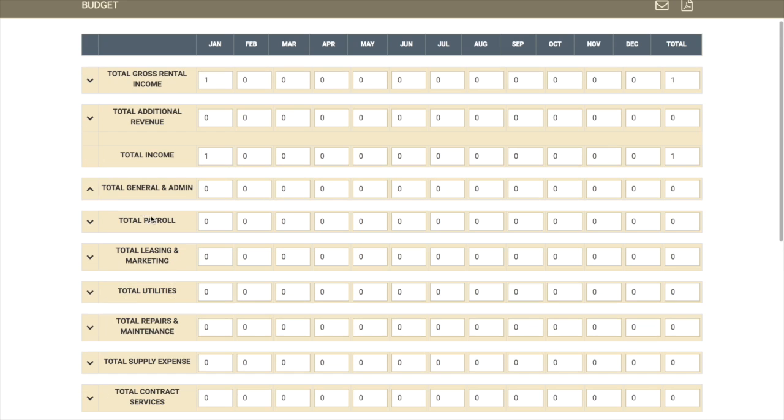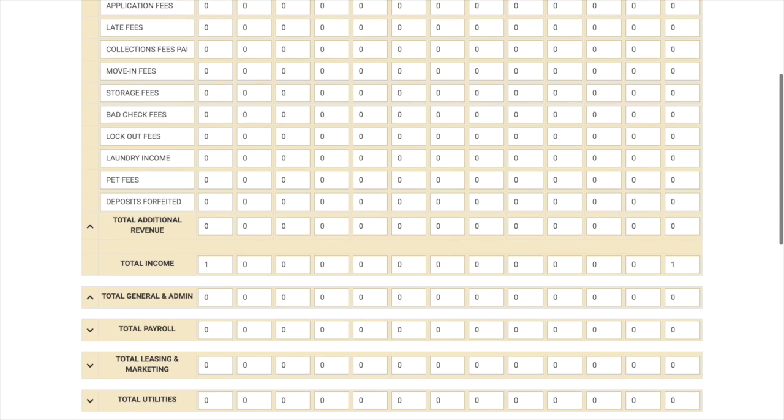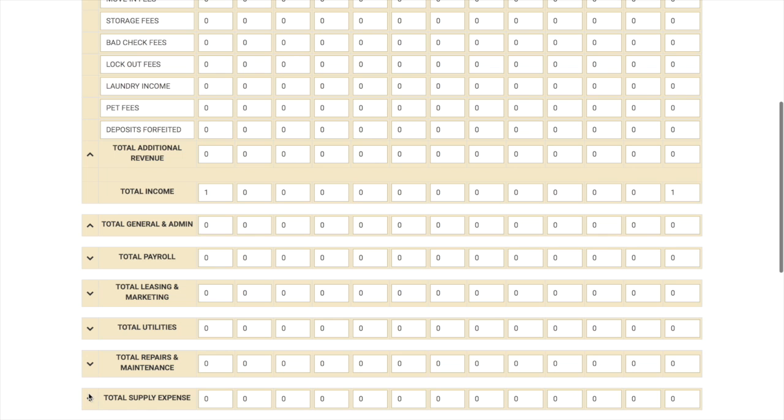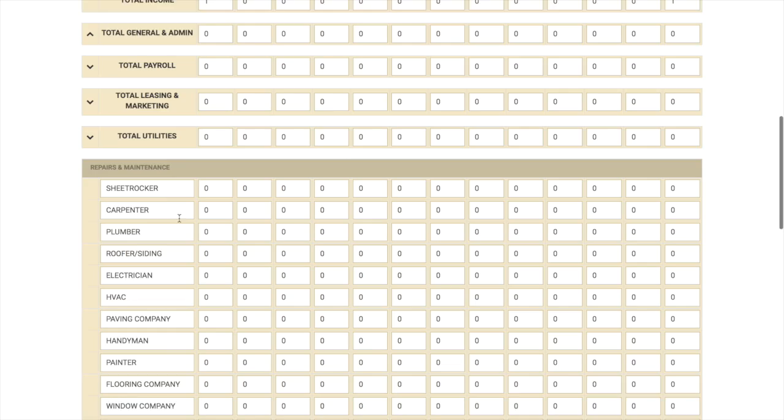Fill this out. Very, very detailed. You want to get into revenue, all different types of revenue here. What I like about it, same thing with the expenses. Let's take a look at all the expenses we have here. You can break them down into all different supply expenses, all different types of repairs.